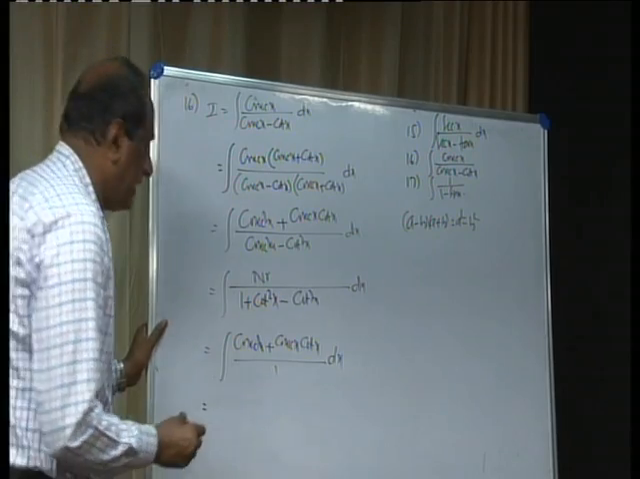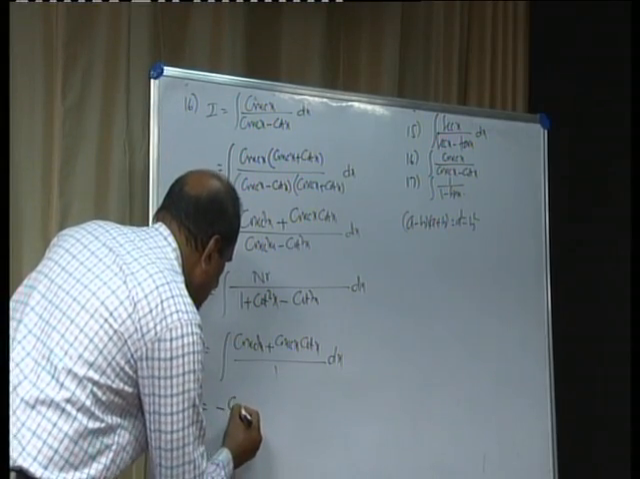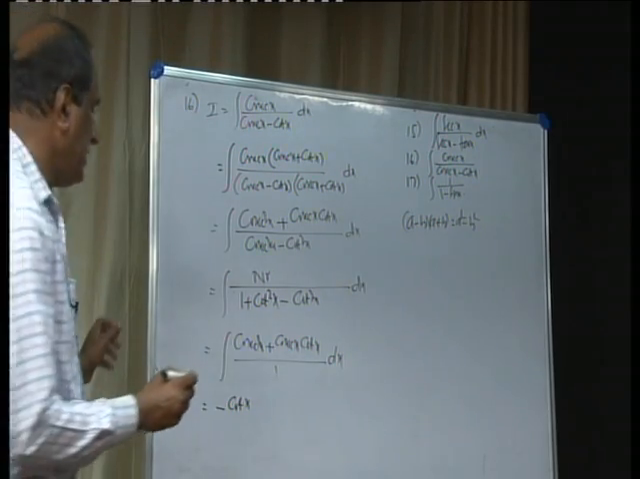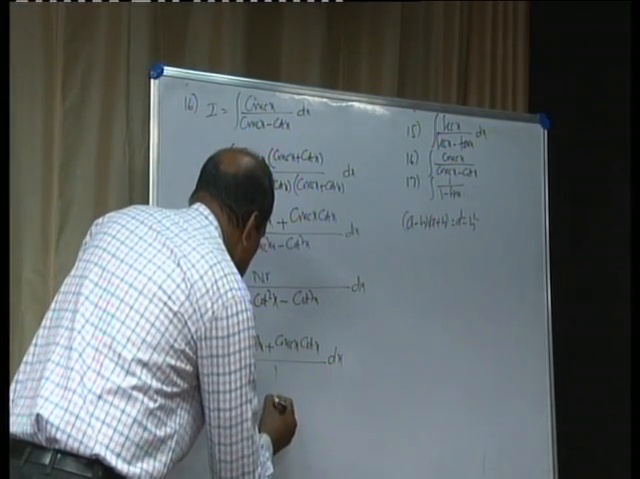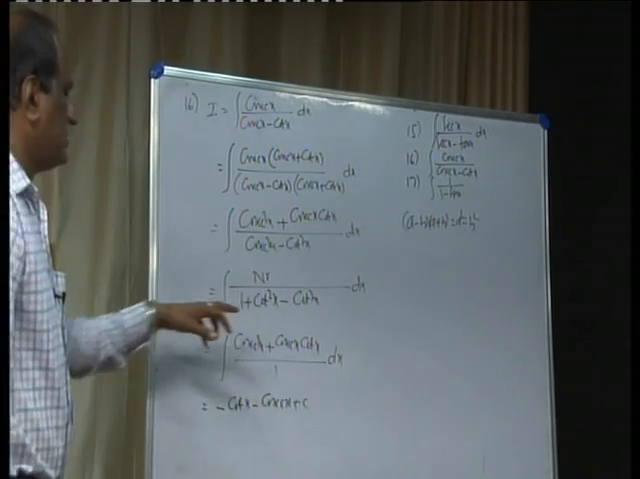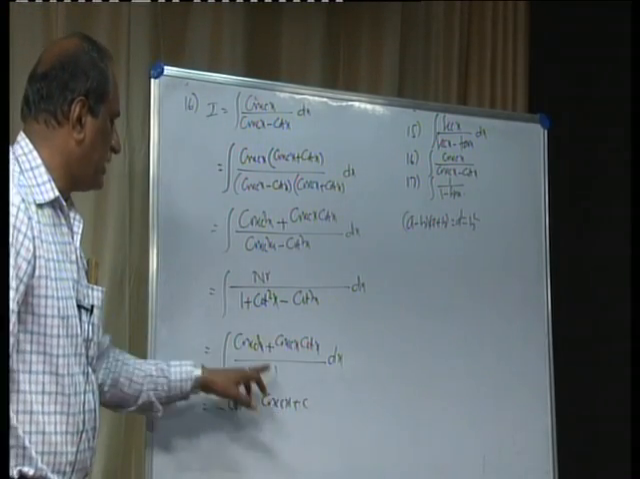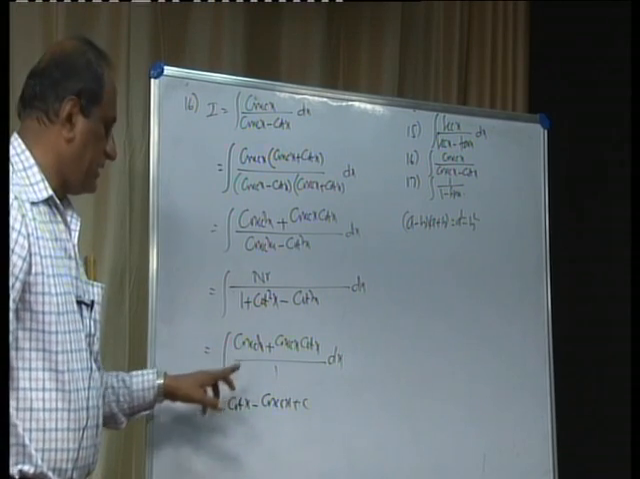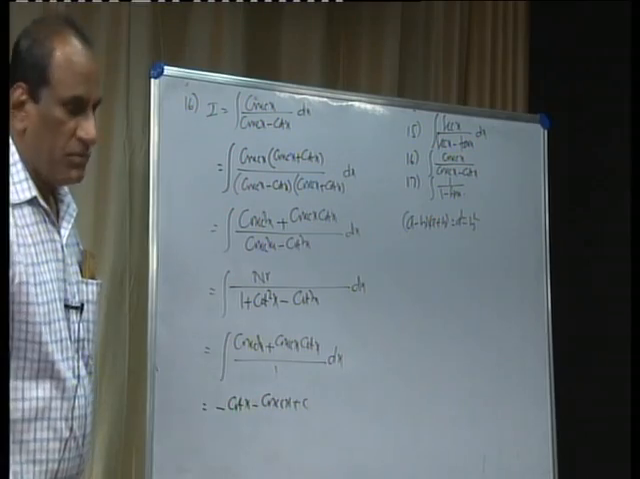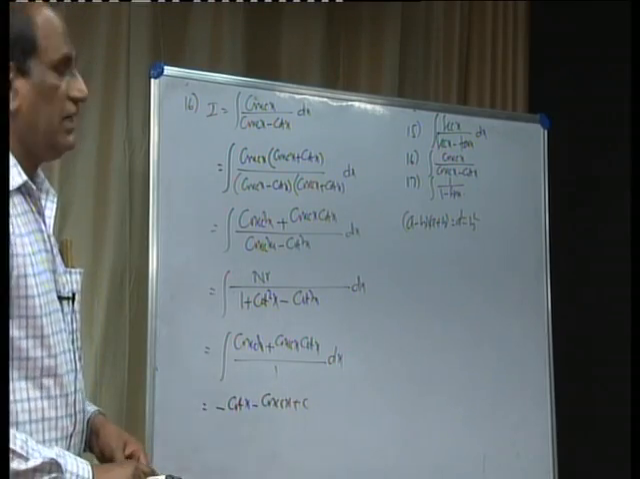Integration of cosecant square x is minus cot x. Integration of cosecant x cot x is minus cosecant x, plus c. So, this is the procedure by rationalizing the denominator.